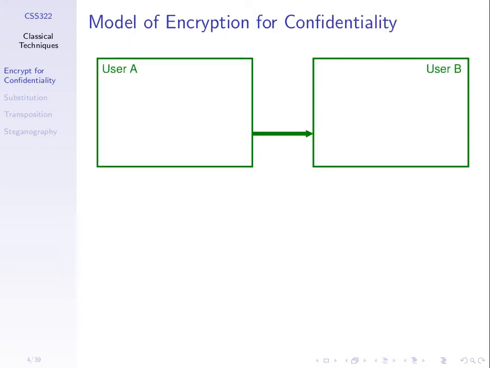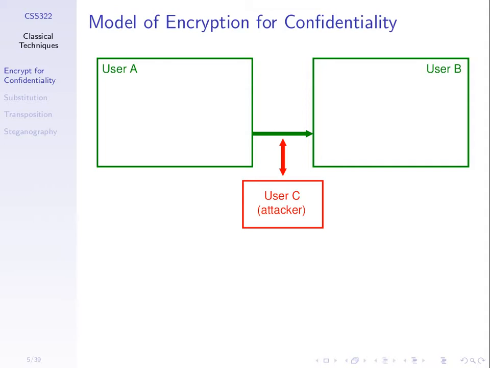So a model for using encryption. Let's say we have two users that want to communicate. A wants to send some data to B, and we have some other user, the malicious user or attacker, user C. And we assume anything that's sent from A to B can be seen by C.